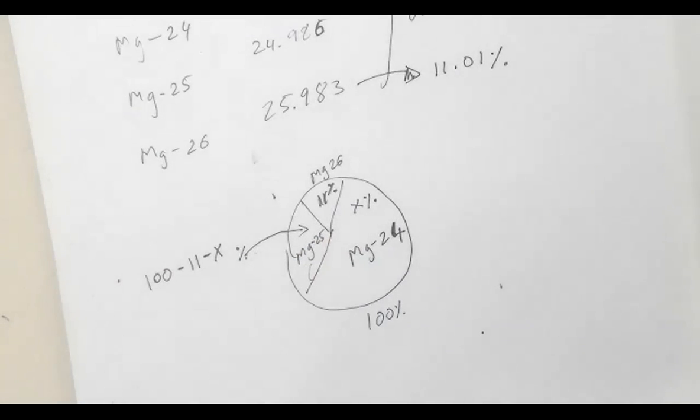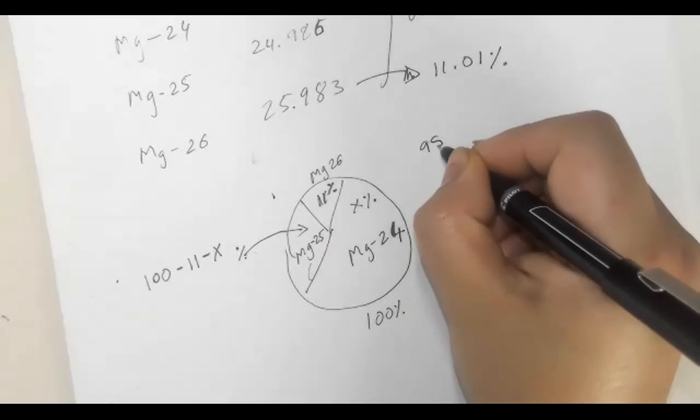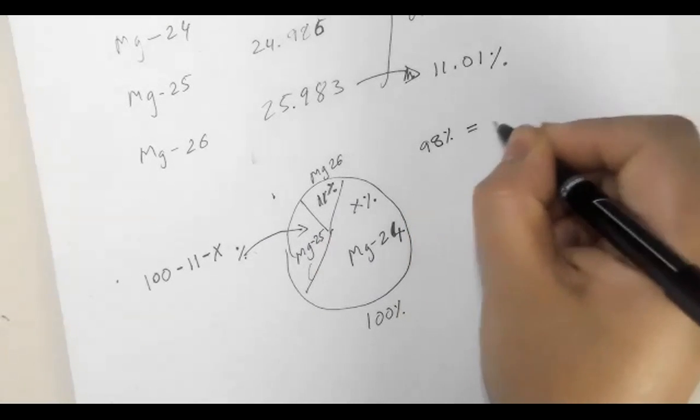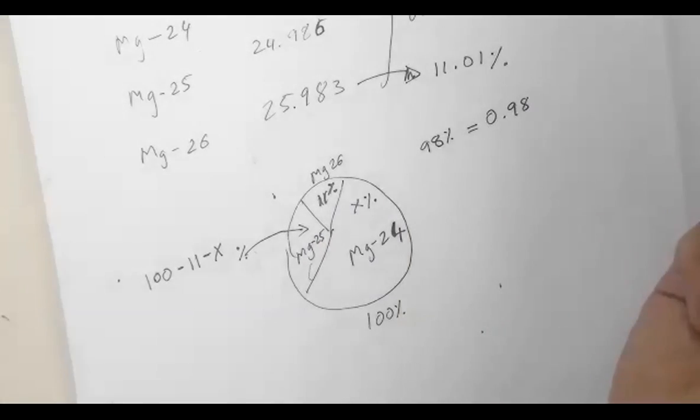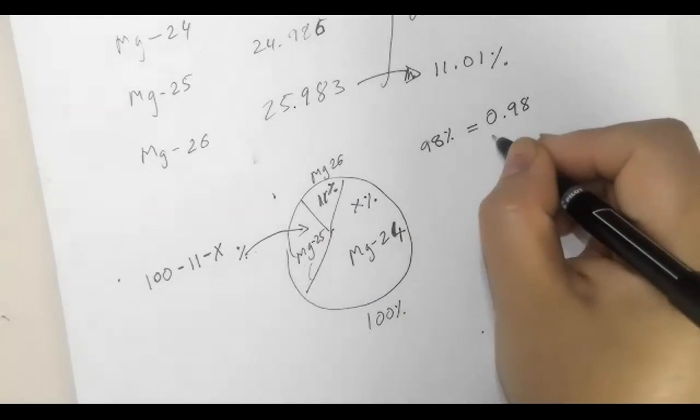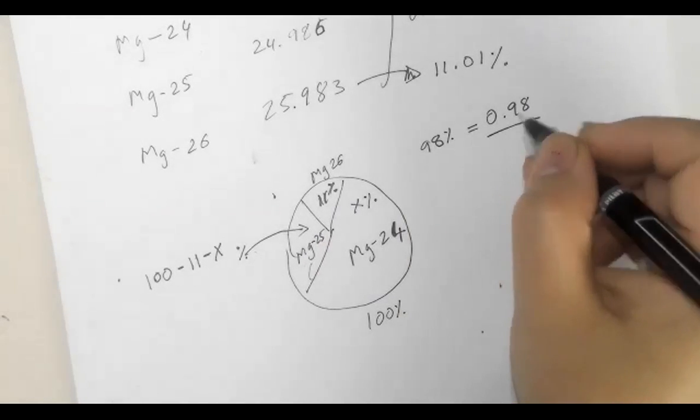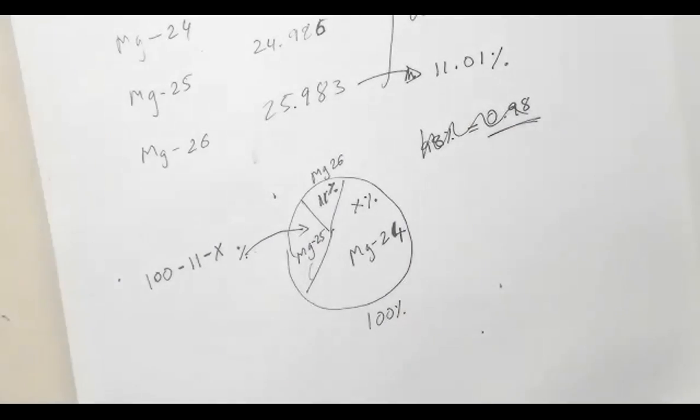But usually instead of X out of 100, we use X as a decimal, right? So instead of, let's say, 98%, we're going to call it 0.98. Does that make sense? So we're going to do it like that. So I'm going to have to change it a little bit.